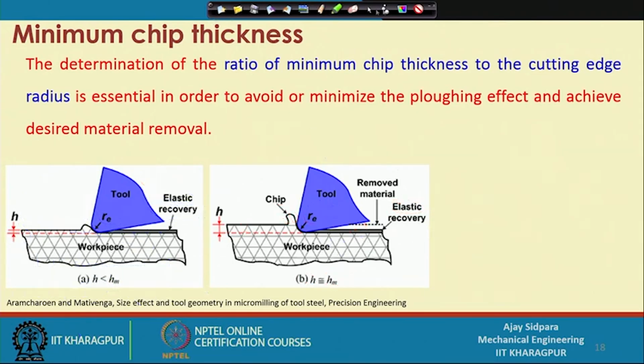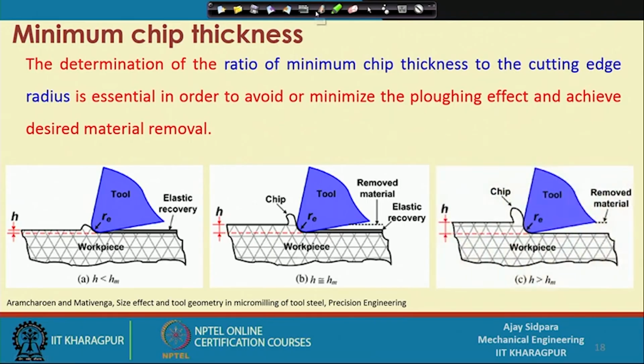So, now let us see what we have to do to get this thing correct. So, now this is the third case. What is happening in this third case is that your set H value is higher than the minimum uncut chip thickness. So, now this is the set value. Now, if you see, this R value and this H value is slightly higher than the RE value. So, now your tool has already penetrated so deep that you are not going to get an elastic recovery of the material, and you will get the chip out of this particular part.